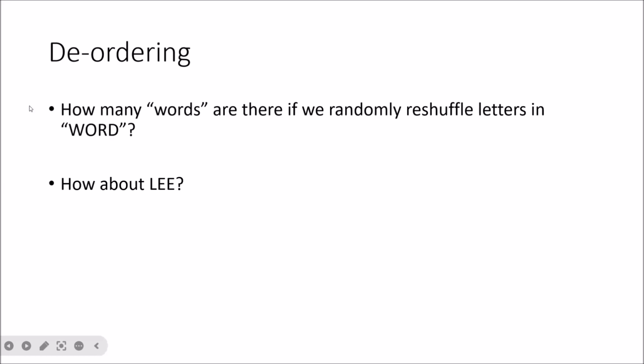Now, how about L-E-E, Lee? Well, the problem is that you have 2 E's which are the same. You change the order of these 2 E's, and the word doesn't change. It's still the same word. We can actually list all of them because there are only 3 letters. So you have L, E, E; you change the position of L, you have E, L, E; and then you change the position of L again, you have E, E, L. That's all. Okay, so the answer is 3.